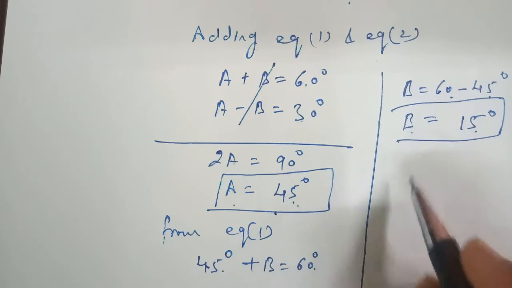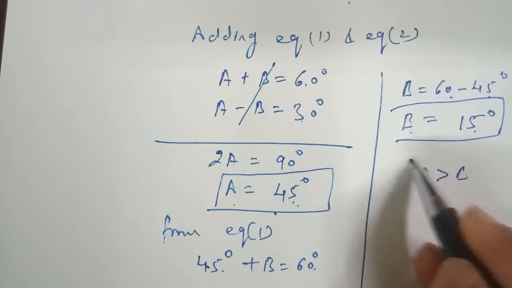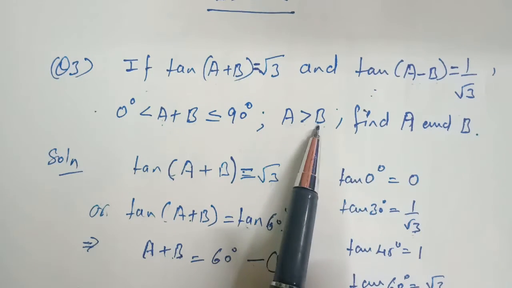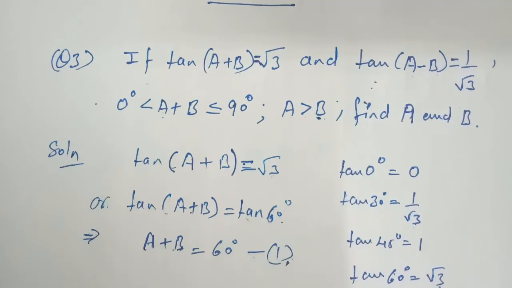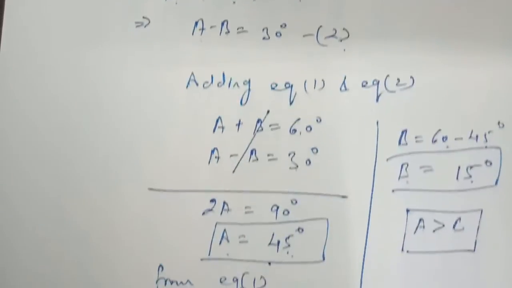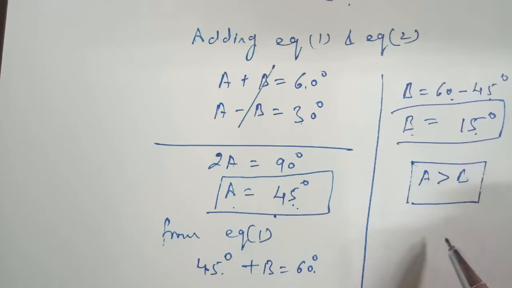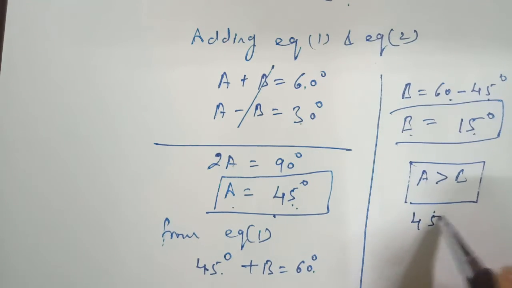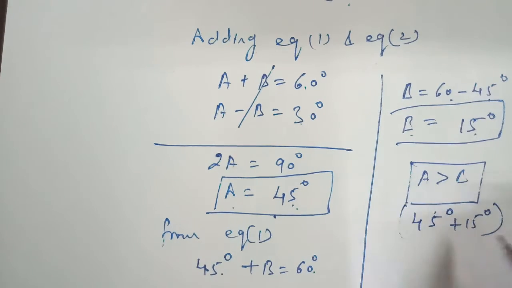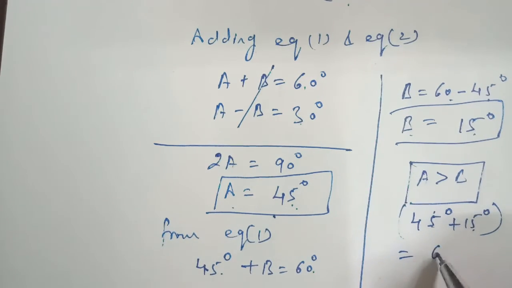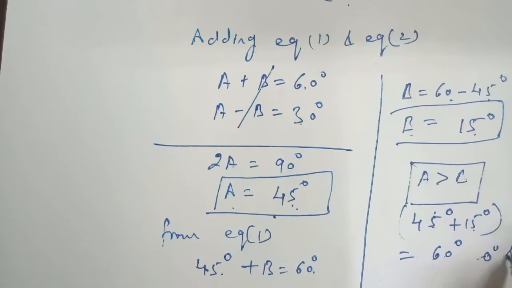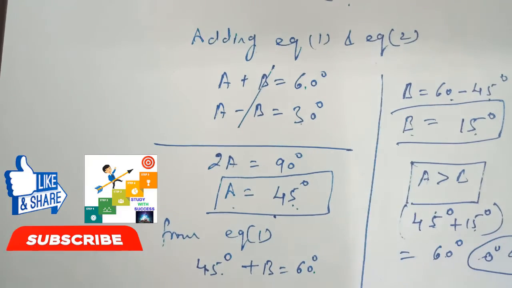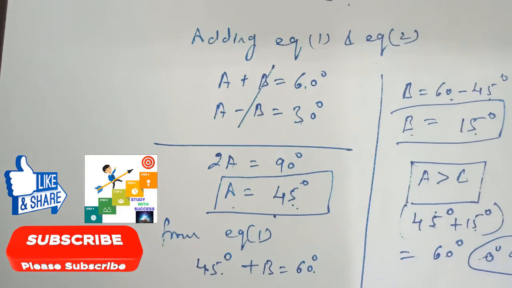So here you can observe the value of A is 45 degree and the value of B is 15 degree. It means A is greater than B, as it is given in the question that A is greater than B. And if we add both the values, let us check that the sum lies between 0 degree and 90 degree or is exactly equal to 90 degree. You can check this in the rough: 45 degree plus 15 degree. If we add both of them, we get 60 degree. So 60 degree is between 0 degree and 90 degree. It means all the conditions given in the question are satisfied. Thank you.